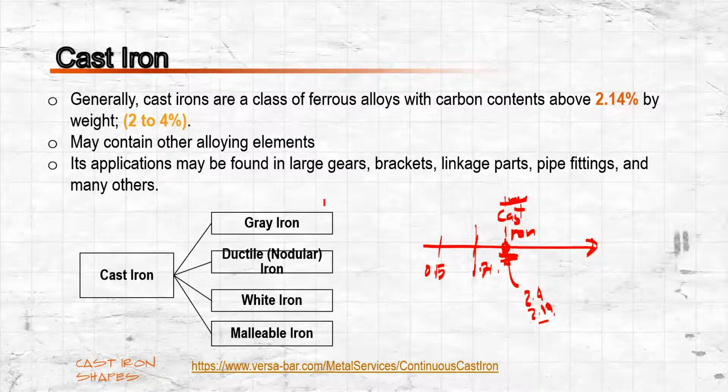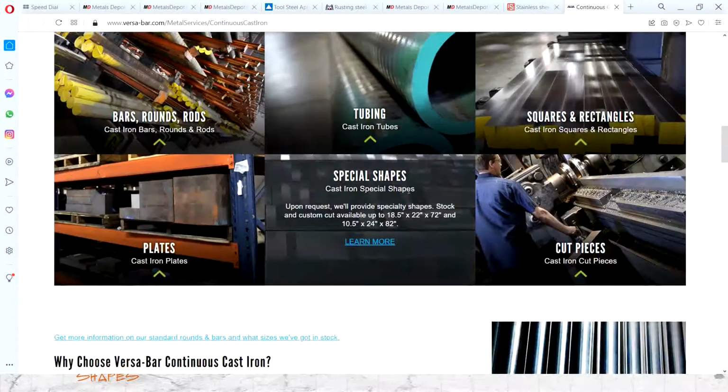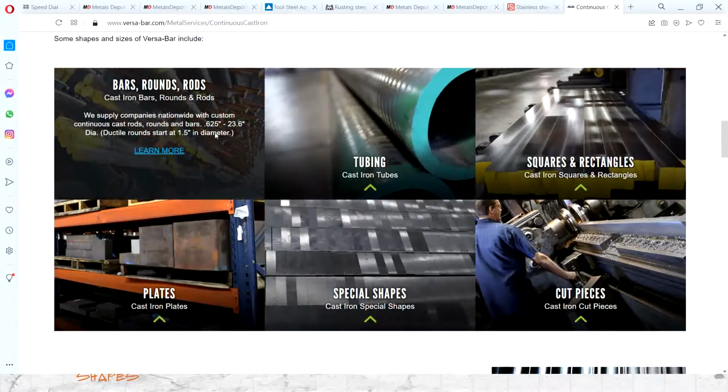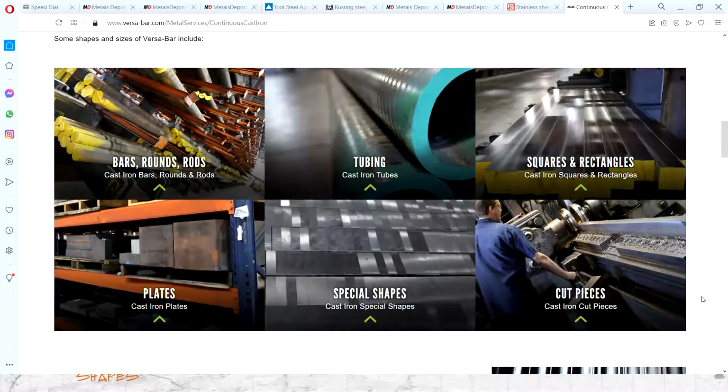And for cast iron, it may contain other alloying elements, and its applications may be found in large gears, brackets, linkage parts, pipe fittings, and many others. Okay, so right here, let's check our link, what the cast iron looks like. Okay, so right here, there's a cast iron for bars, rounds, rods, or for tubings. What else? Special shapes, plates. Okay, so that's the typical.